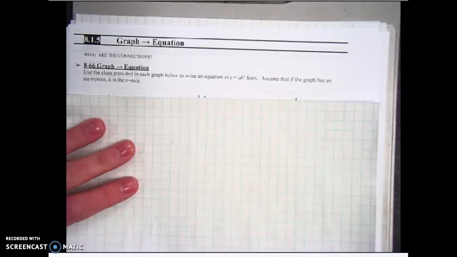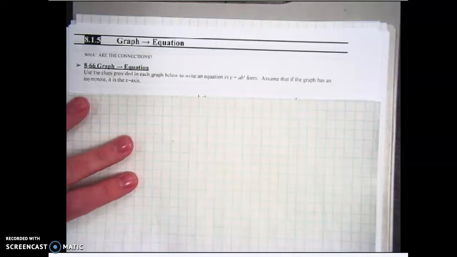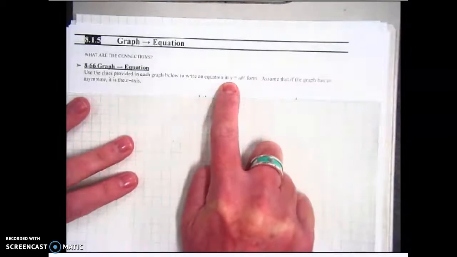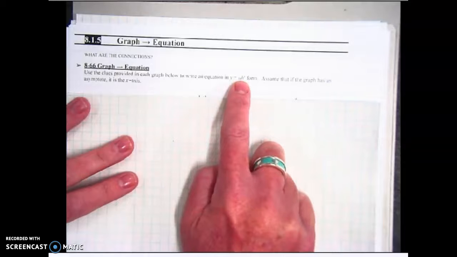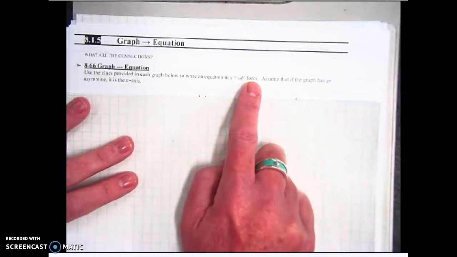Question 866 says graph leading to the equation. Use the clues provided in each graph below to write an equation in the y equals ab to the power of x form. Assume that if the graph has an asymptote, it is the x-axis.